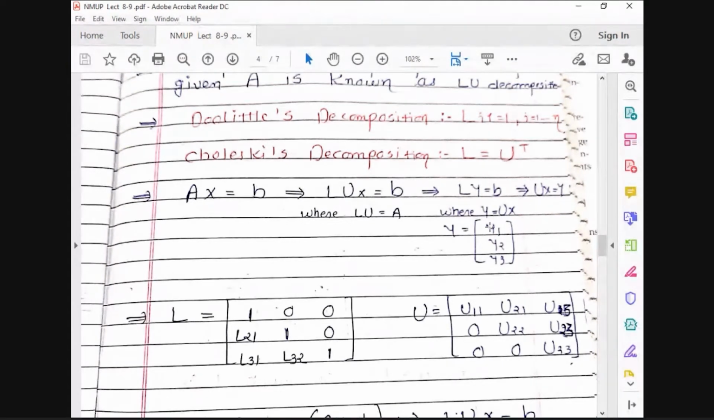And in the fourth step, what we have to do? We have to just calculate Ux is equal to y, right? So by applying all these steps, we are able to find out the unknown values of x and y. Fine.